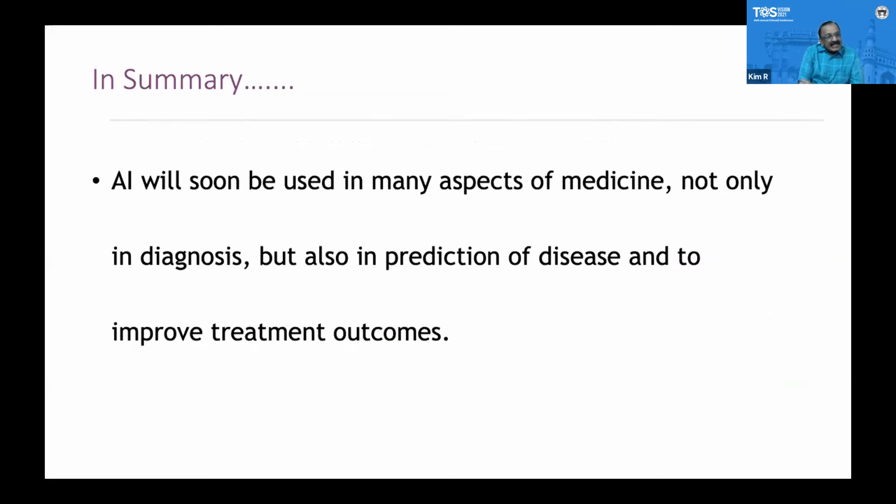So AI will soon definitely be used in many aspects of medicine, not only in diagnosis, but also in the prediction of disease and overall to improve treatment outcomes. I'm sure we'll all see this. People think that this could replace us, but there is no way this is going to replace us; it's only going to augment our treatment outcomes over a period of time. I'm sure we'll see a lot of these tools coming into our practice soon.